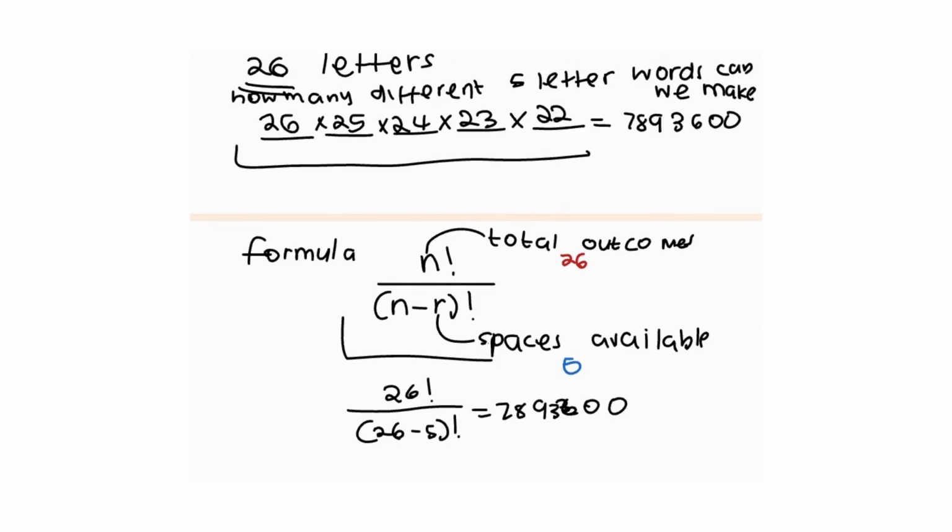Just know that this applies when you are not repeating, when you are being given many outcomes but you have fewer spaces. I'm just going to highlight that this is when you have fewer spaces. Please guys, take note, because I had mentioned earlier that the problem here is knowing which formula to use. So this is part of helping you identify the right formula to use.